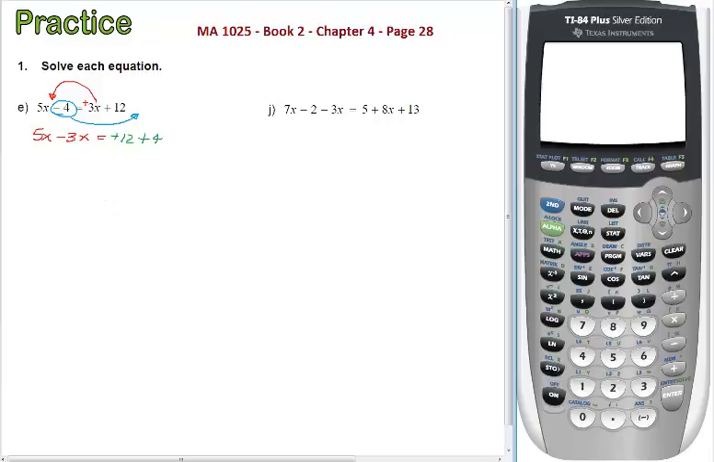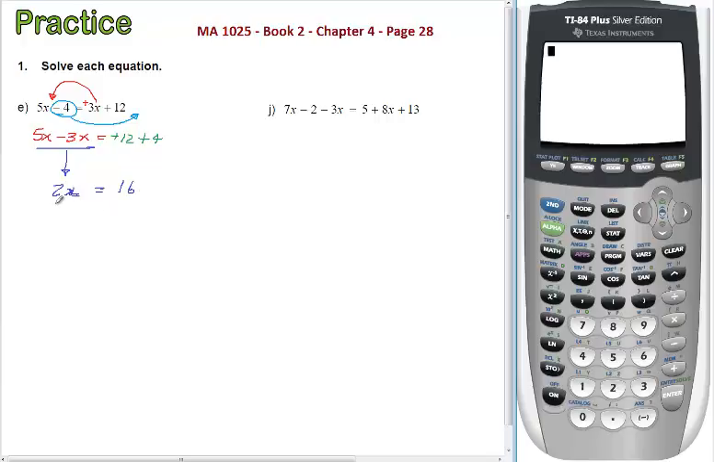So you get 5x subtract 3x, which we can combine together to give us 2x. Oops, let's write that correctly. There we go. And this side combines together to give us 16. Now what do we do?